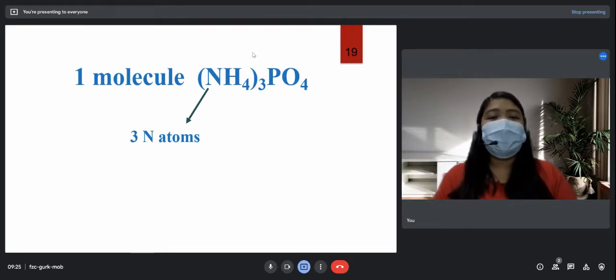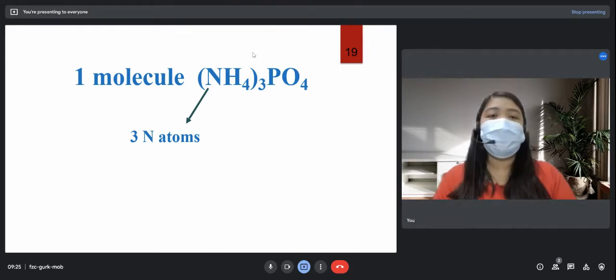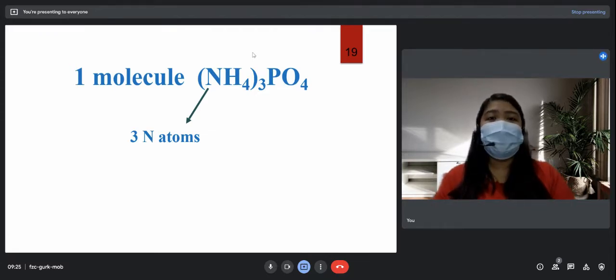We have (NH4)3PO4. Okay, so that is the molecular formula. Next is how to count the number of atoms. First, nitrogen. Why does nitrogen have 3 atoms? It's because of the parentheses.